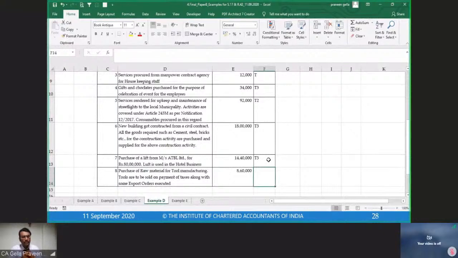Purchase of raw material for manufacturing tools which are sold on payment of taxes, with some export orders. I know that this raw material is used only for taxable nature. There is no exempted category. So straight away I'll call that T4.